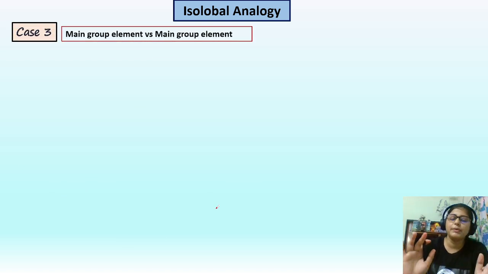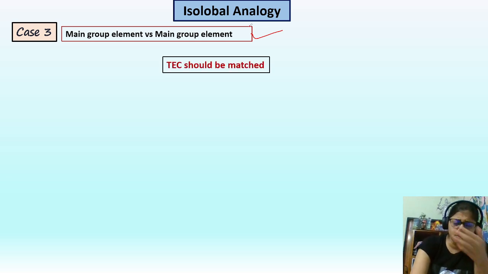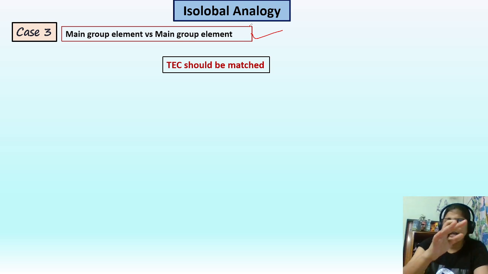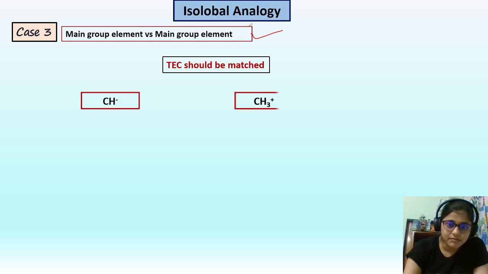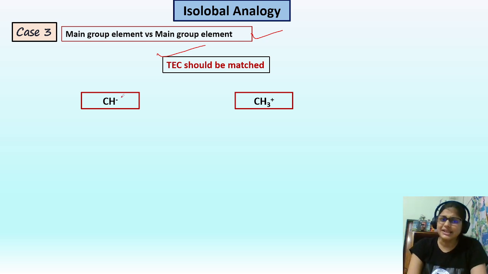Case 3 is main group element versus main group element. Fine. Here also no complication is there. So I should actually take case 2 and case 3 before and then case 1, right? Because that was harder than this. Not harder, I will say a little complicated. Okay. So both don't have any transition element, only carbon and main group elements are there. So here is also the same condition. TEC should be matched. Okay. Nothing to subtract, nothing. Only TEC should be matched.